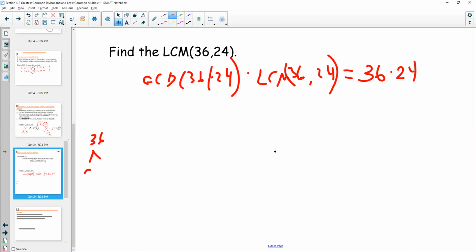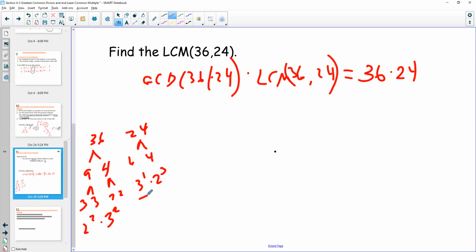All right, so I'm going to have 9 and 4. We should know this one by now, right? So it's 2 squared times 3 squared. 24, we should know this one by now too. 6, 4. We know it's going to turn out to be 3 to the first times 2 cubed. Okay, so the greatest common factor uses the lower exponents, 3 and 2. So 3 times 2 squared is 12. I know that guy is 12.